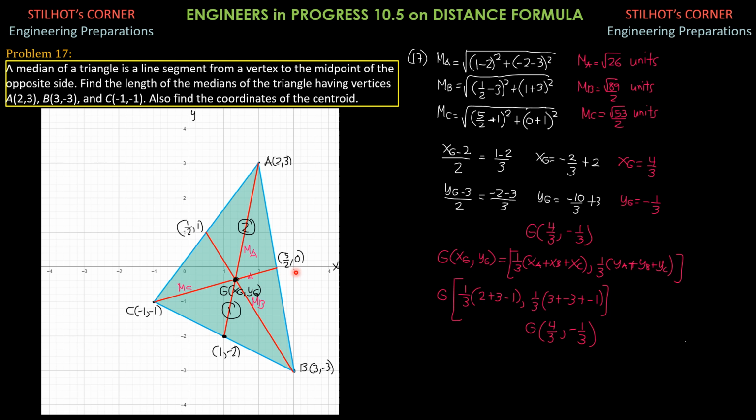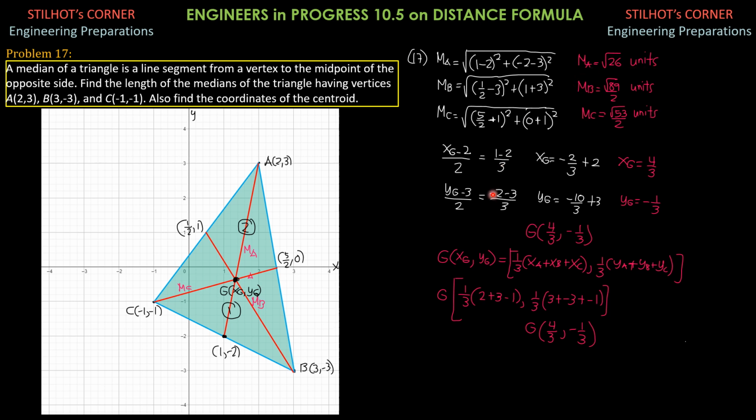So for the length of the median through vertex A, by the distance formula, it is the square root of quantity 1 minus 2 quantity squared plus quantity negative 2 minus 3, so negative 5, quantity squared. So the median is square root of 26 units.